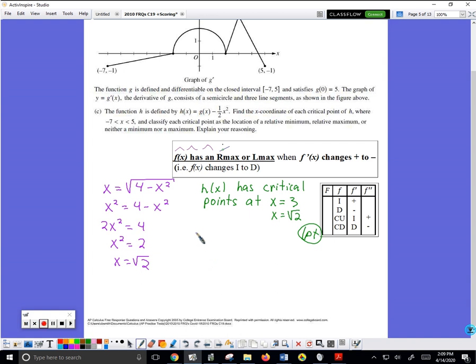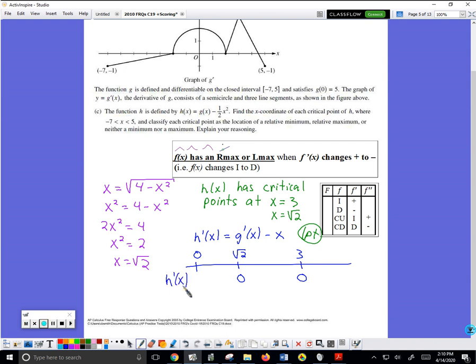I know h prime is equal to g prime minus x. But I don't have a good way to graph g prime on my calculator, so a sign chart will have to do. The good news is I already know the two places on the sign chart. Put 0 over here. So here's root 2, and then here's 3. These are zeros. Now I just have to do some testing.